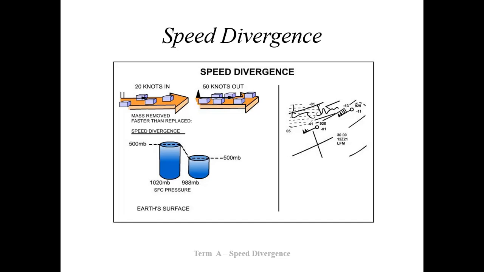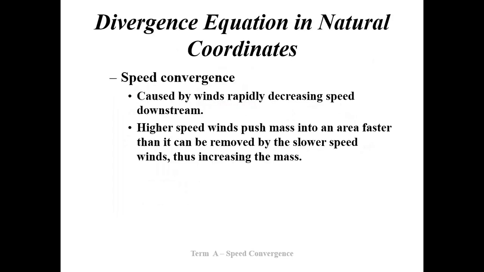The atmosphere works on a similar principle. We have faster moving air parcels, slower moving parcels coming in, but guess what? 50 knots is blowing out of that area. It's going to result in loss of mass and generally a lowering of the upper level heights, the geopotential height surfaces, as well as a lowering of the surface pressure. Convergence caused by speed is caused by winds rapidly decreasing speed downstream.